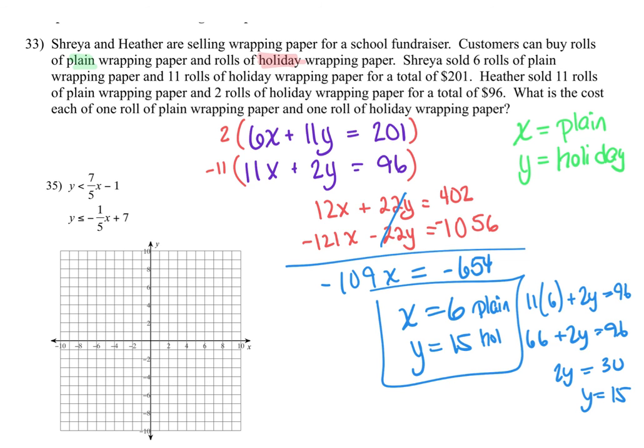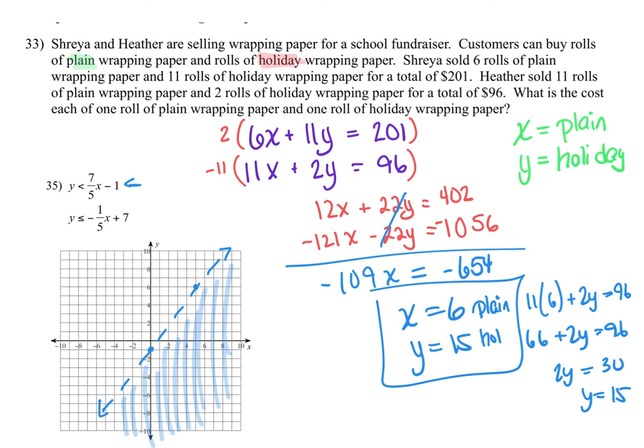So graph the first one right here. Start at negative 1. Go up 7 and over 5. Up 7 and over 5. Yeah, it's the same thing. But now for this one, it is only less than. So remember, it's dashed. Remember, if it doesn't have the or equal to, you dash it. And then it is less than, so you shade below it. So you're going to shade down here.